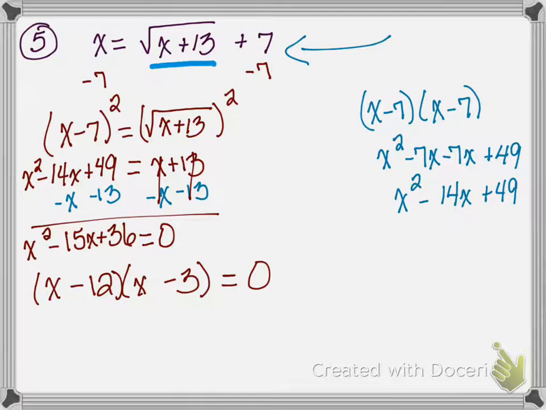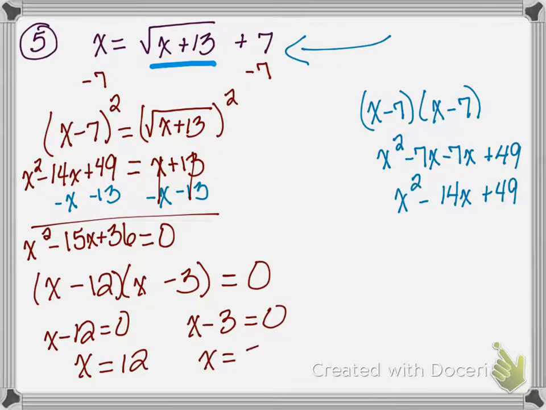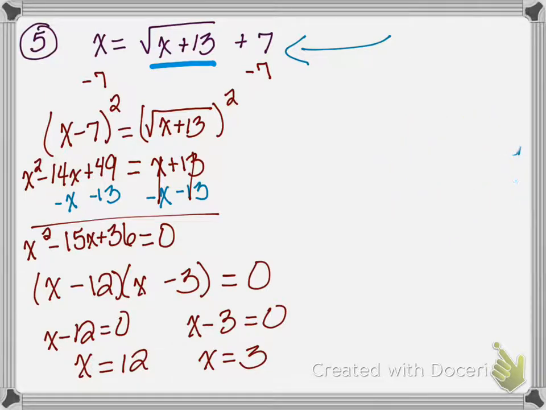Okay? So now I set each one of them equal to 0. So I have x minus 12 equals 0, and x minus 3 equals 0. So my values for x are 12 and 3. However, we have to check it. If we don't check it, we run the risk of having an extraneous solution that we don't eliminate. So we have to check both of these.